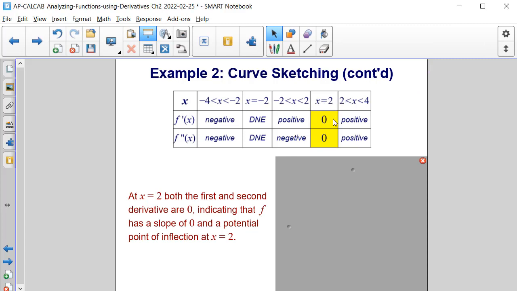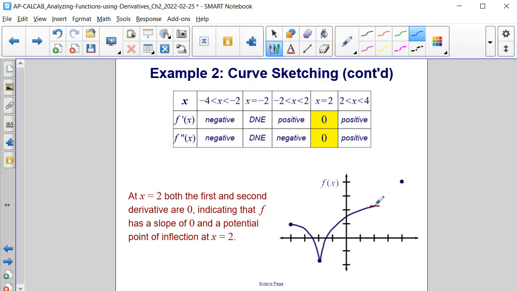At x equals 2, we can see in the table that both the first and second derivative are 0, indicating that our original function f has a slope of 0 and a potential point of inflection at x equals 2. So what we can do is draw that horizontal tangent partially into our graph. So it looks something like this.